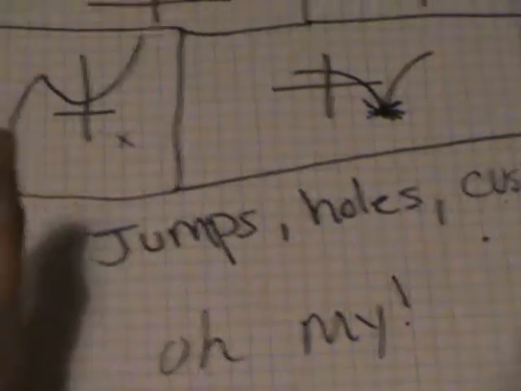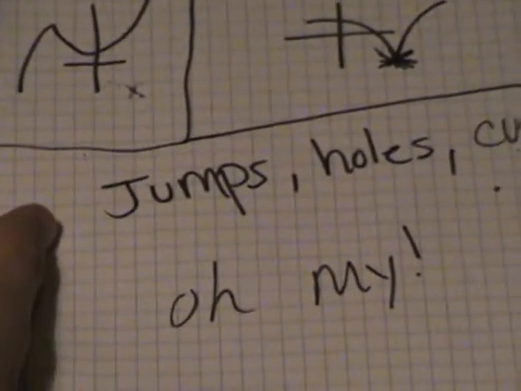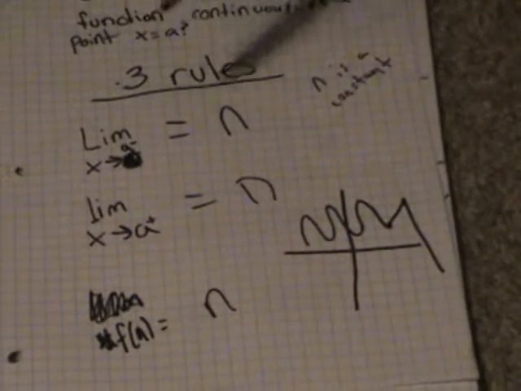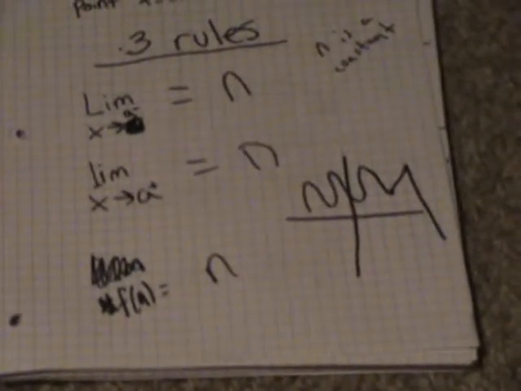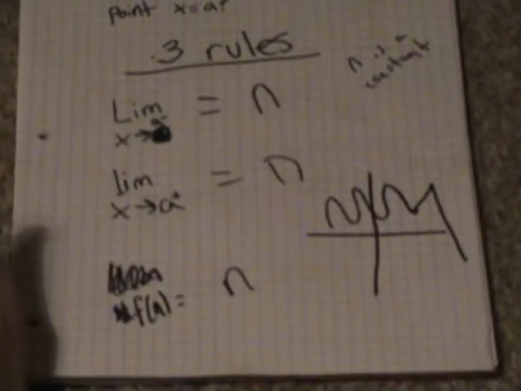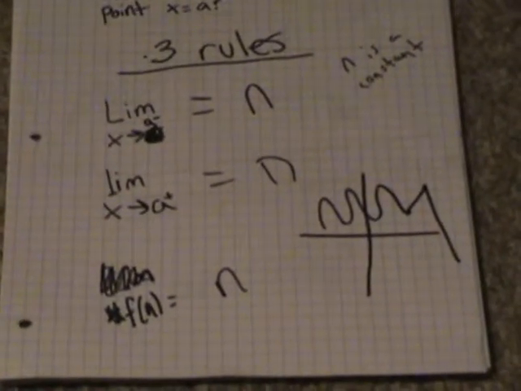These are the types of discontinuity that do not work. And remember, these are your 3 rules. The function has to approach from the left, from the right, and it has to equal the same constant. If not, the function is not continuous at that point.